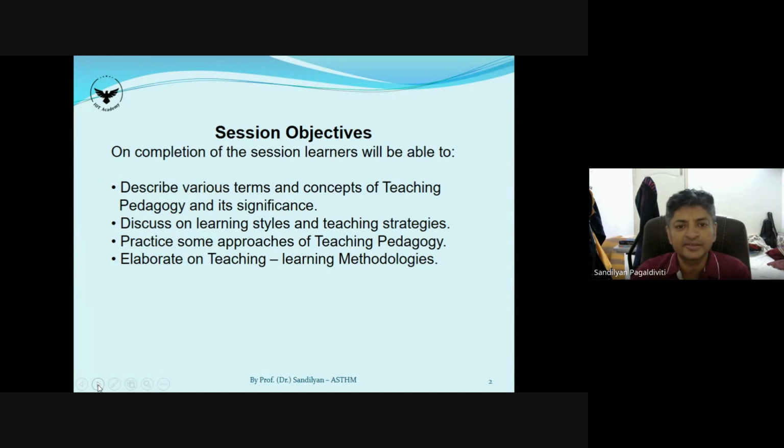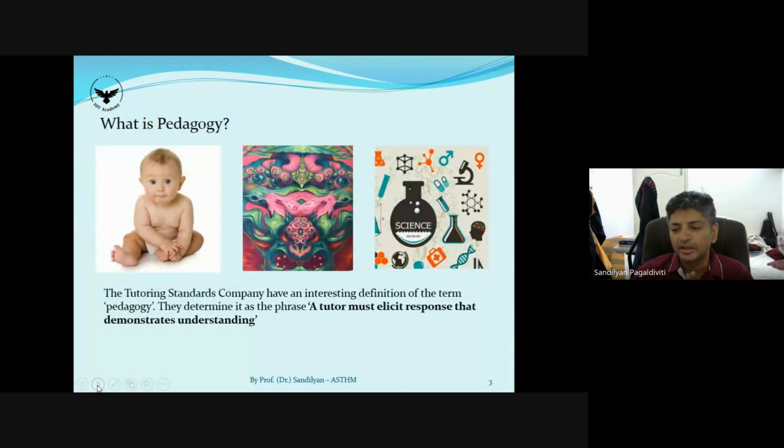We move on to the next slide, ma'am. Now, as I said, I am going to talk about interest. I have a question here for all. What is pedagogy? There is a picture on the screen. There are in fact three pictures. There is a child, there is a sort of image, and there is some experimental image there.